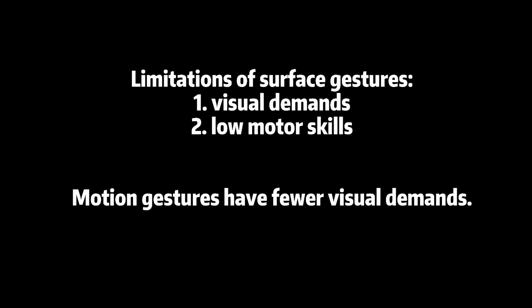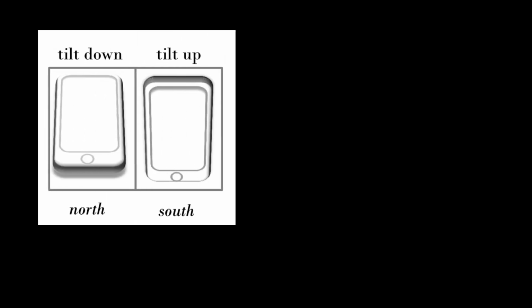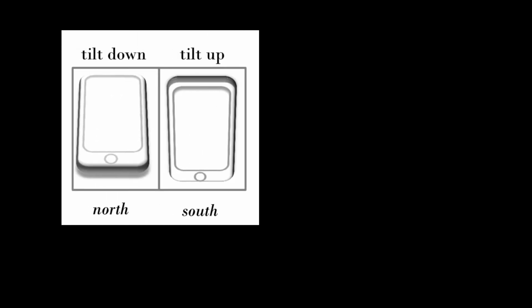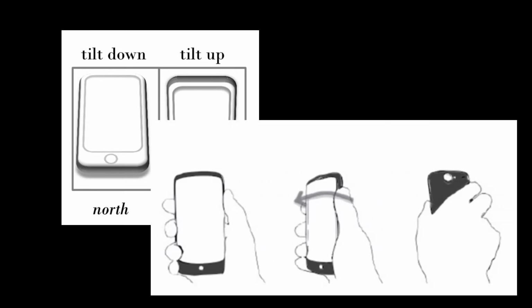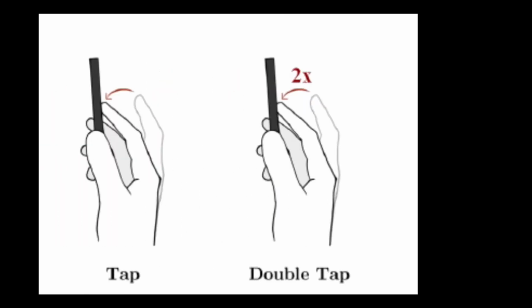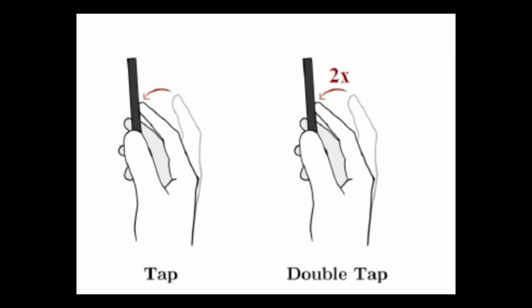Through literature review, we concluded that the main limitations of surface gestures are the visual demands and low motor skills, while motion gestures are more efficient with fewer visual demands. Then, according to the findings, we selected X-axis and Y-axis motion gestures, tilt and flip, as the simulating gestures for scrolling contents and turning pages in the developed smartphone applications, and we use double tap as the delimiter gesture.